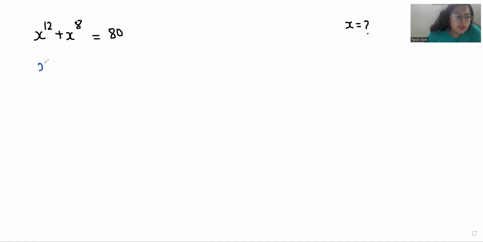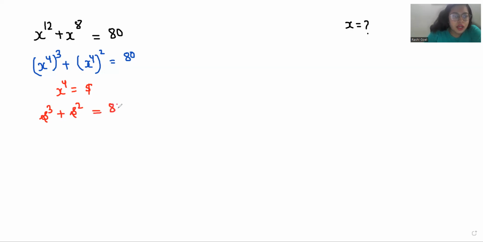So x power 12 we can write as x power 4 power 3, plus x power 8 as x power 4 power 2, is equal to 80. Now I am taking a substitution, so we can write x power 4 as small s. So s cube plus s square is equal to 80. s cube plus s square minus 80 is equal to 0.